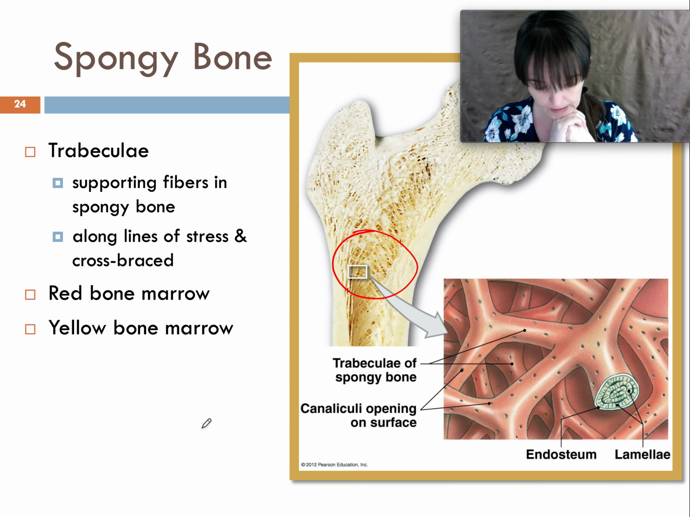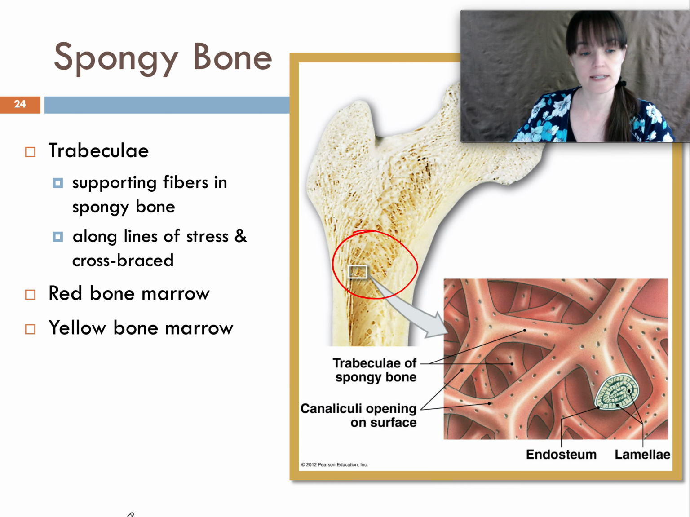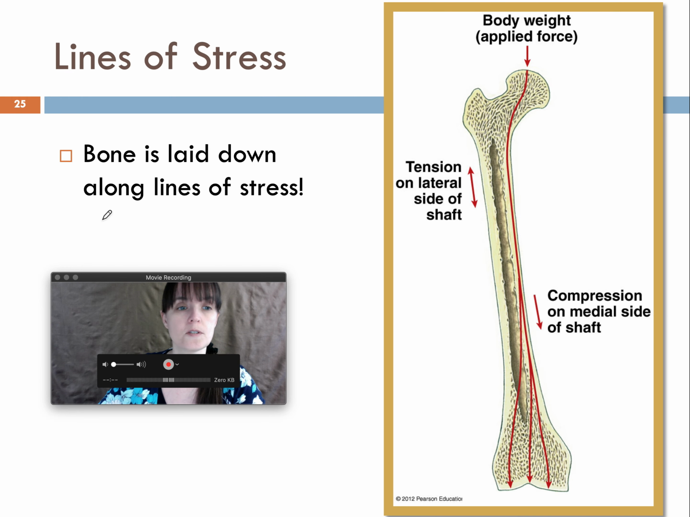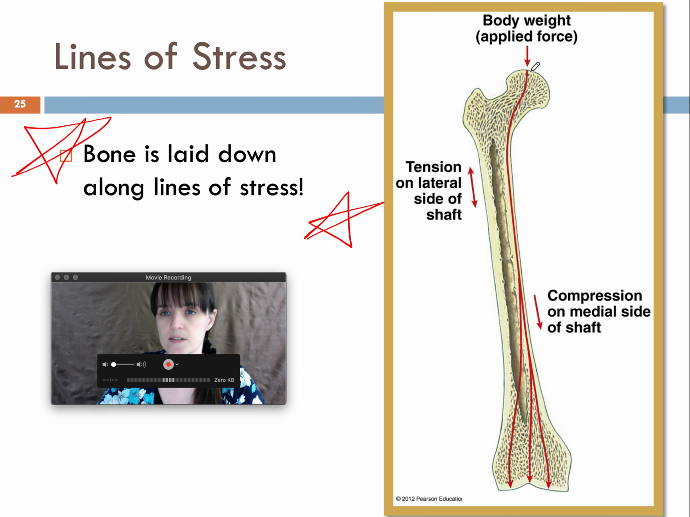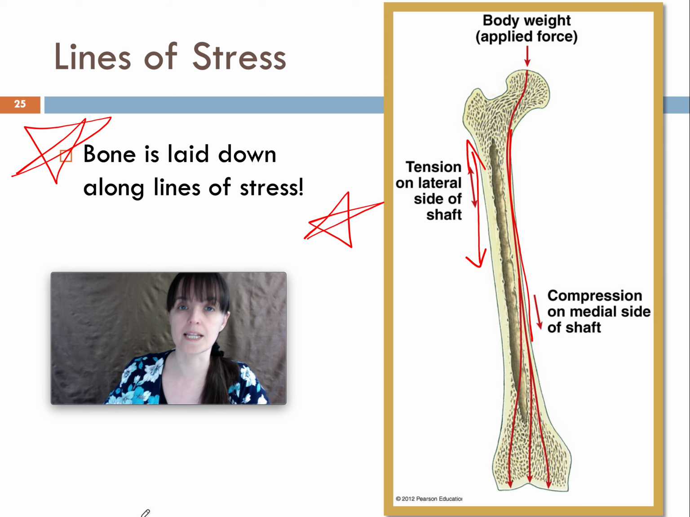And the function of yellow marrow is to store fats. And as we've mentioned, maybe in the lab videos, bone is laid down along lines of stress. Here the weight is a stress, but also the tension where it's pulling is a stress. So tension, compression and tension, the push and the pull, are both stresses. And so bone is laid down along lines of stress.